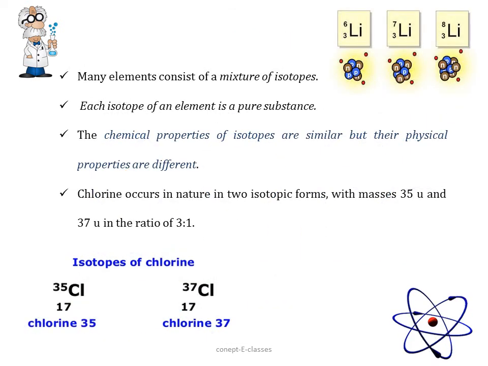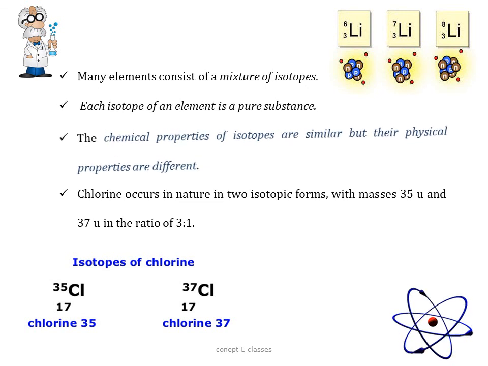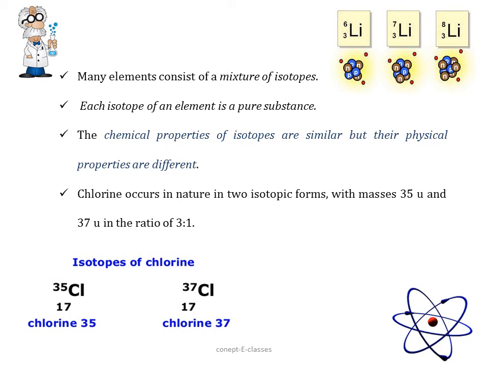So many elements consist of a mixture of isotopes. Say for example lithium, it has 3 isotopic forms. See, so each isotope of an element is a pure substance. The chemical properties of these isotopes are similar, but their physical properties are different.